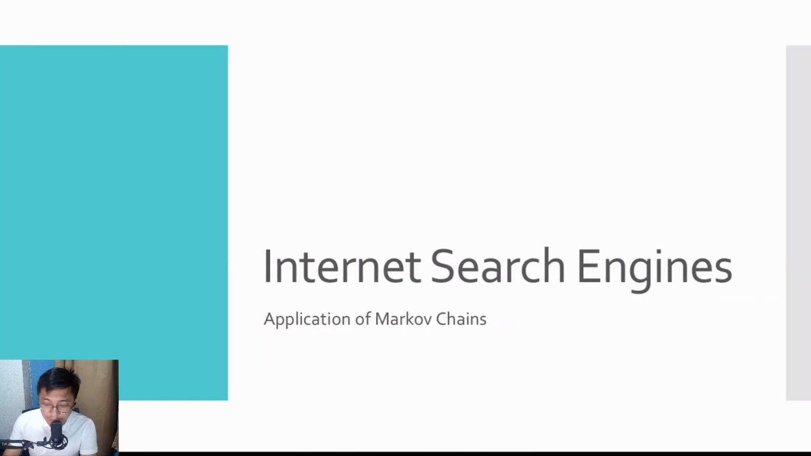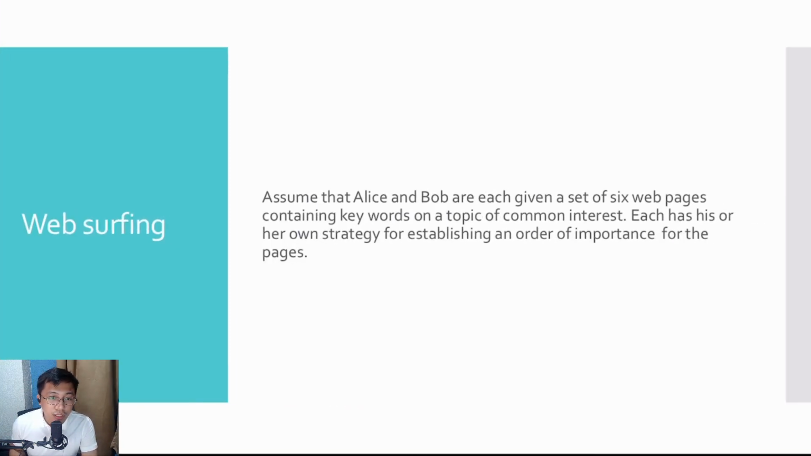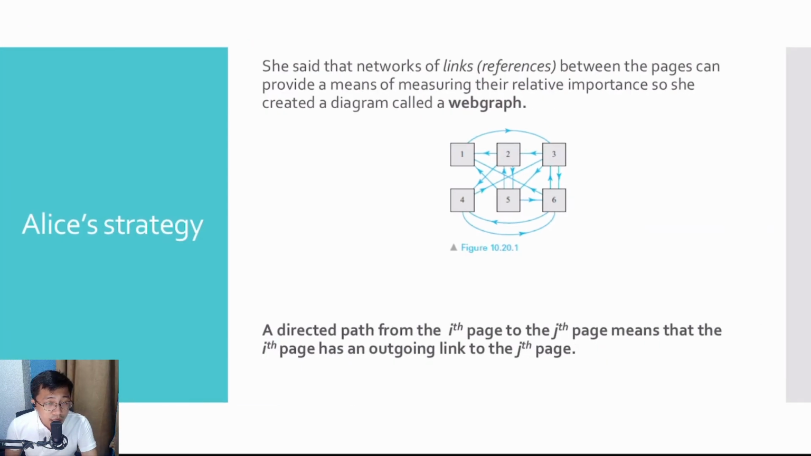Okay, now let's proceed to an application of a Markov chain, which is on internet search engines. Okay, so let's define what web surfing is. So from the book, there's a problem that Alice and Bob has to solve now. So assume that Alice and Bob are each given a set of 6 web pages containing keywords on a topic of common interest. Each has his or her own strategy for establishing an order of importance for the pages. So let's discuss first the strategy of Alex.